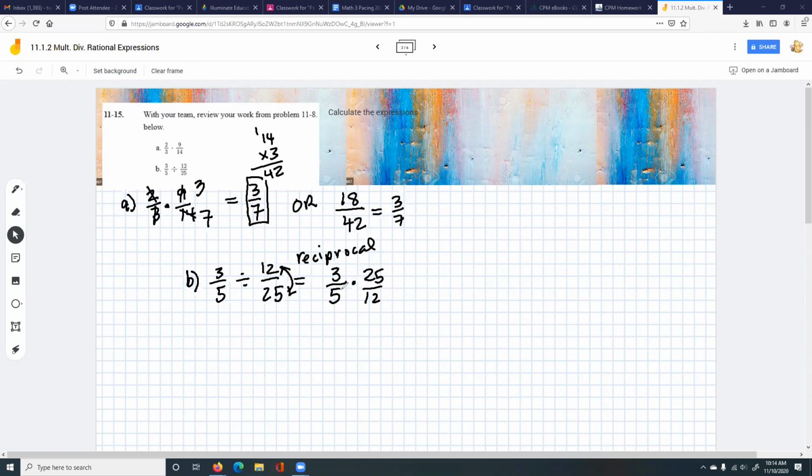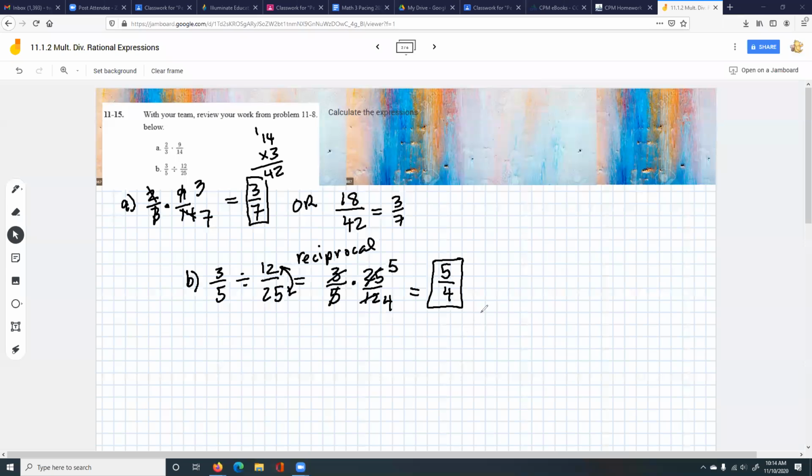Okay. And now I can cross reduce because this 5 goes into this 25 5 times. And this 3 goes into the 12. So 3 goes into 12 4 times. So basically I just get 5/4, right? That's how easy it is to cross reduce. So that's how easy it is to multiply and divide fractions. We're going to use this method for the next few problems.